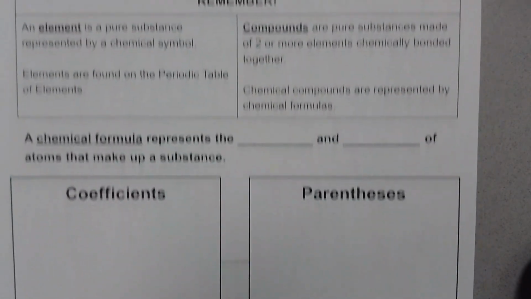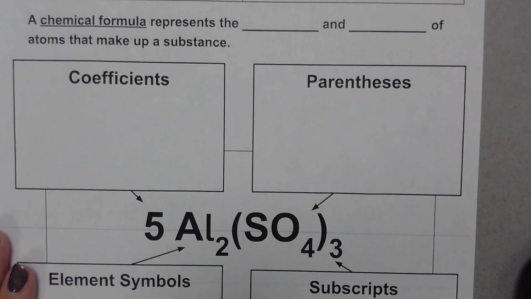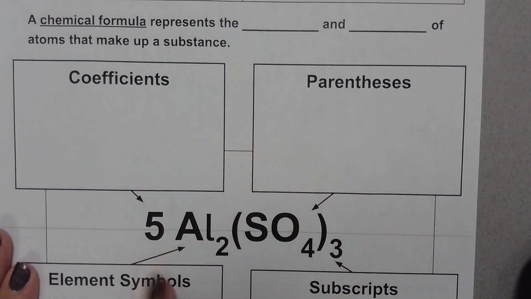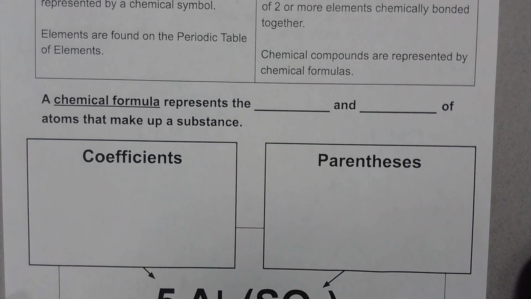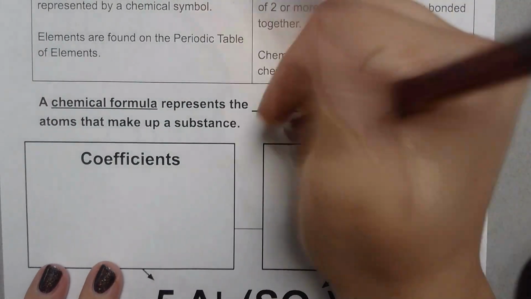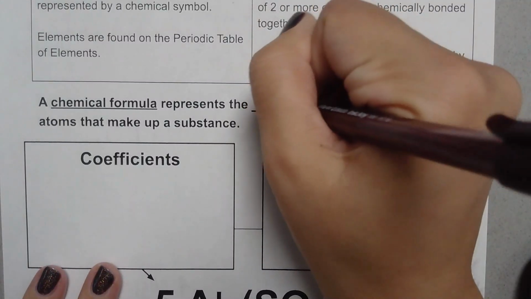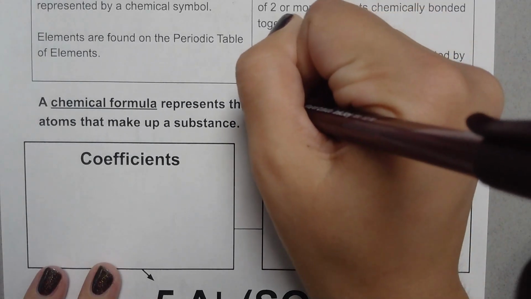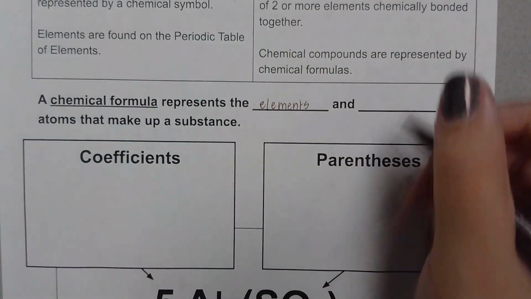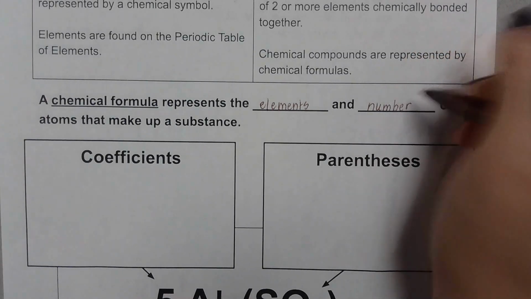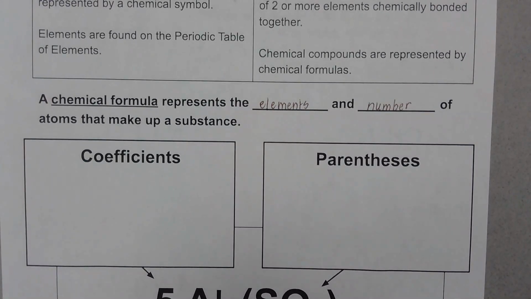A chemical formula looks like this. So here's an example of a chemical formula, with all of the different parts that we're going to talk about. But first, a chemical formula represents the elements and number of atoms that make up a substance.